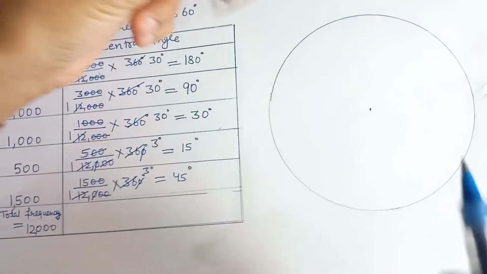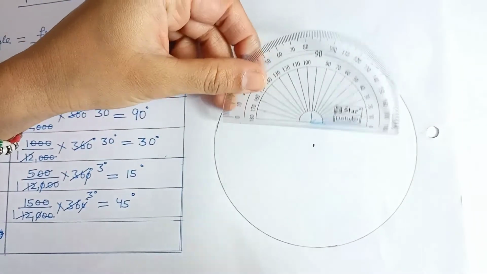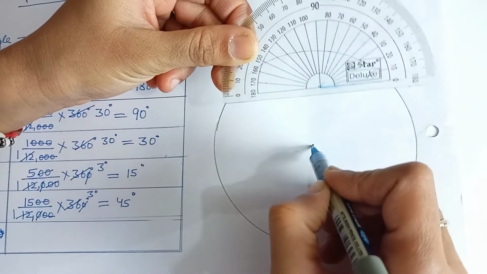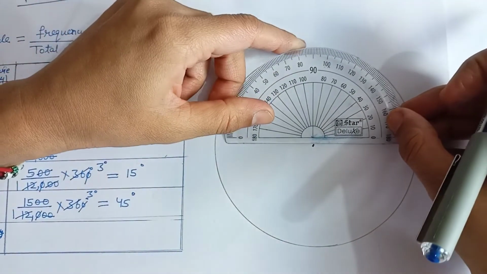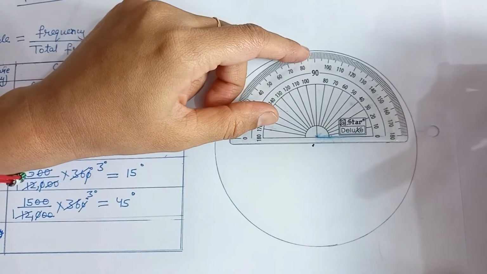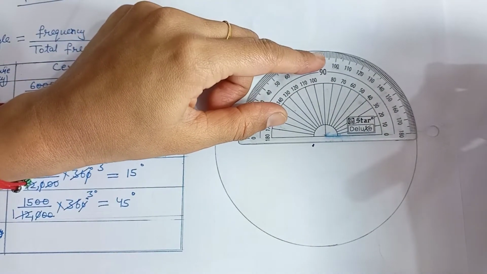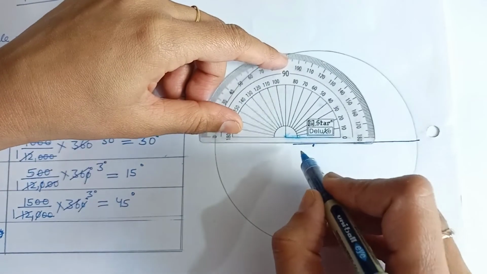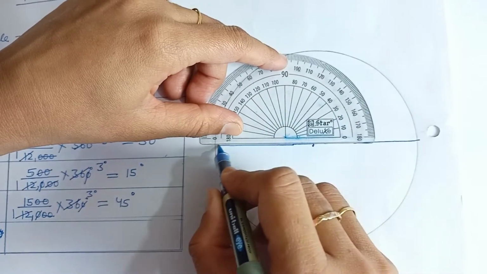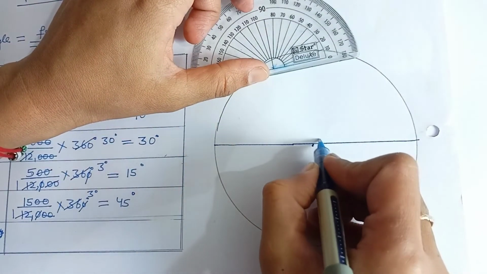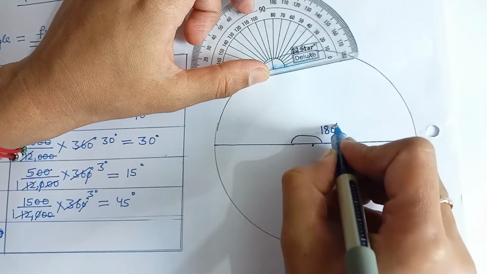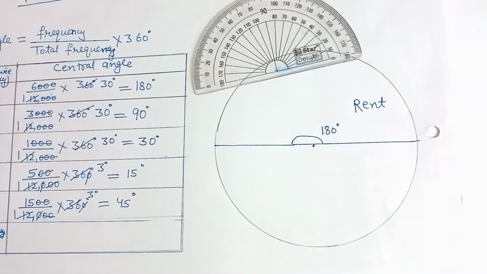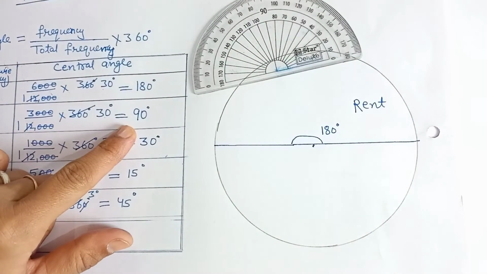As we know that 180 degree is a straight line. So how will we draw? We will make this point coincide with the center of the circle. It is a straight line, na? So we can draw a straight line without measuring. Draw a straight line. Okay, so this is 180 degree from here to here. This is 180 degree, and for what? This is for rent.